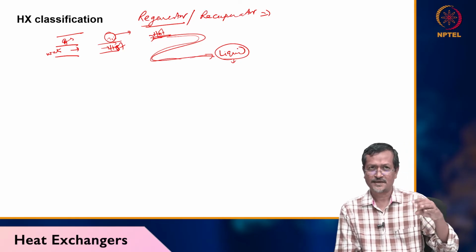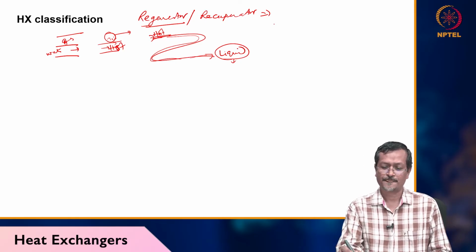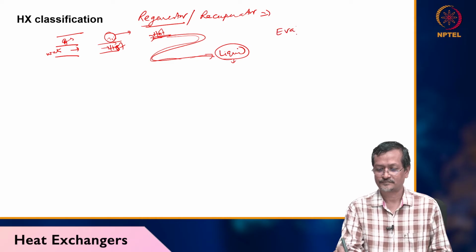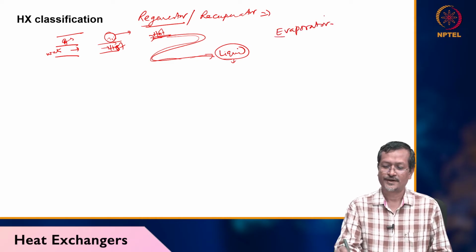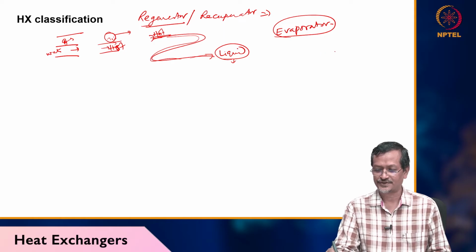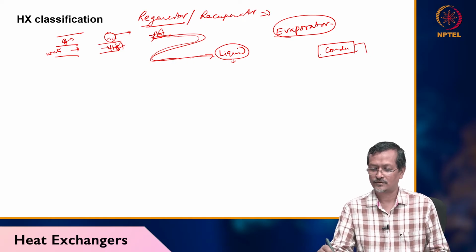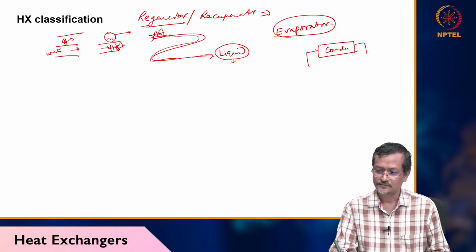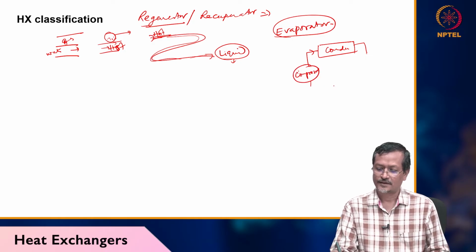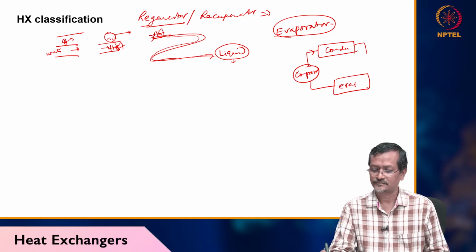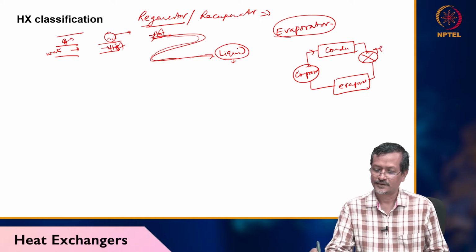In some cases evaporation will be occurring. For example, in a refrigeration system you have an evaporator. I'll draw one refrigeration system actually. Condenser, from condenser it will go to cooling. After cooling there will be a throttle valve, then the pumping system, the compressor, then the evaporator, and then the throttle valve.